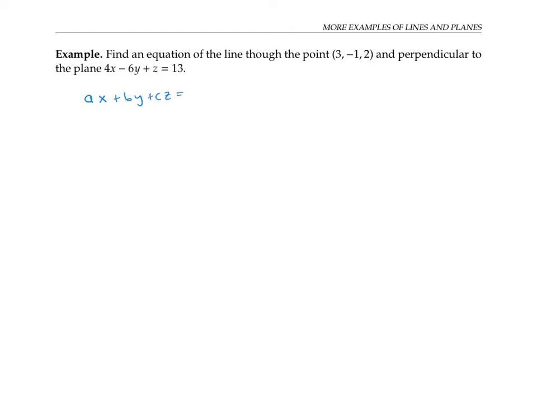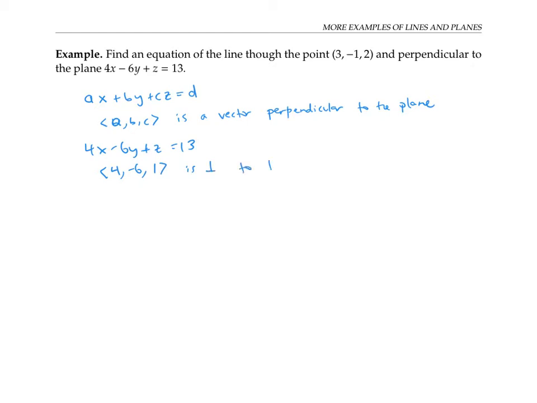cz equals d, where the three coefficients a, b, and c form a vector that's perpendicular to the plane. So for our plane, 4x minus 6y plus z equals 13, the vector (4, -6, 1) is perpendicular to this plane.